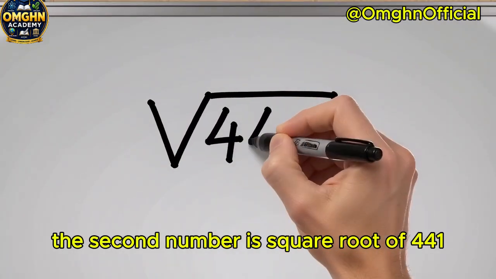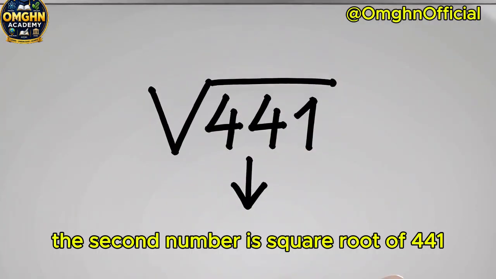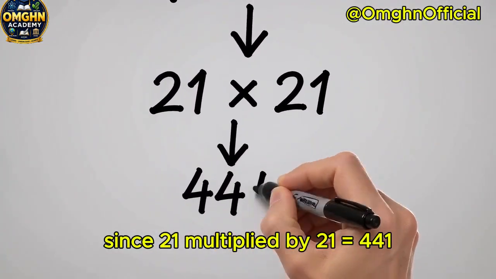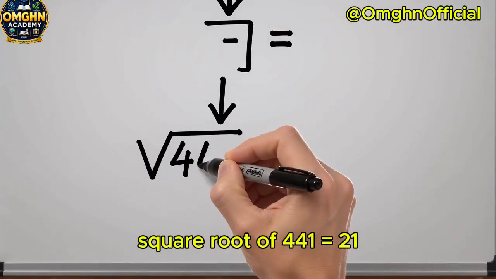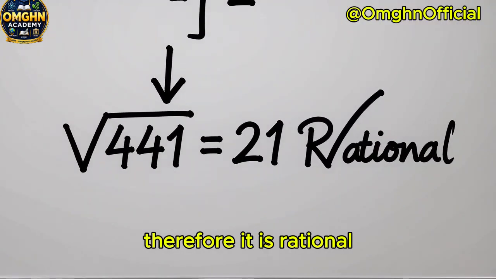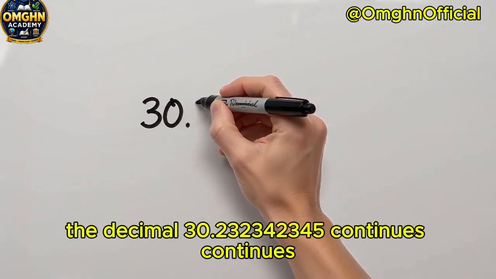The second number is square root of 441. Since 21 multiplied by 21 equals 441, square root of 441 equals 21. Therefore, it is rational.